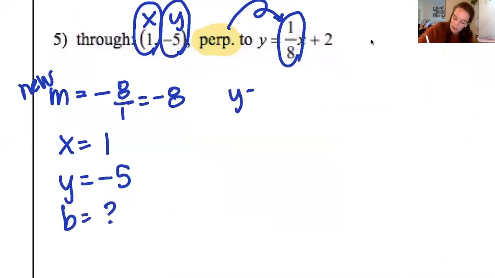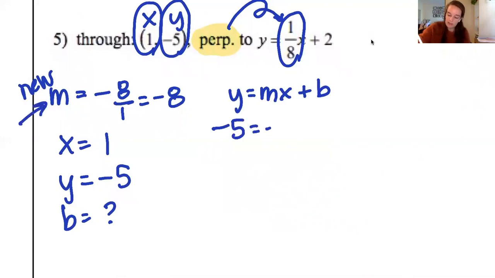So I have y equals mx plus b. Y is -5. M I'm getting from here is -8. X is 1. And I still don't know what b is. So -8 times 1 would be -8.